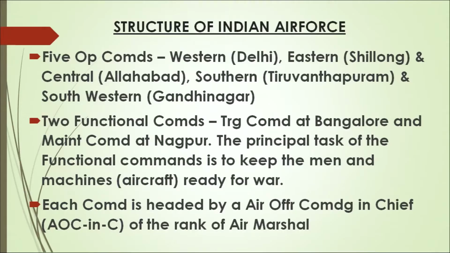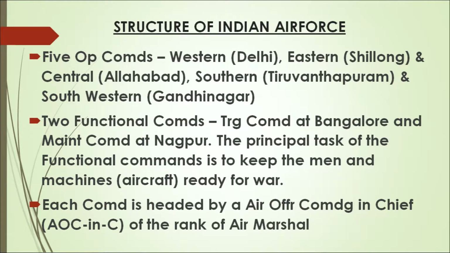The structure of Indian Air Force. Indian Air Force has 5 operation commands. The Western Command is in Delhi, the Eastern Air Command is in Shillong, the Central Air Command is in Allahabad, the Southern Air Command is in Thiruvananthapuram, and Southwestern Air Command is in Gandhinagar. Other than this, they have 2 functional commands, the Training Command located at Bangalore and the Maintenance Command located at Nagpur. These are to keep the men and machines always ready for war.